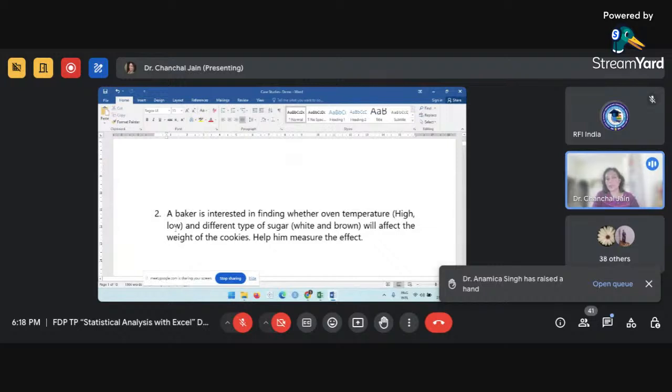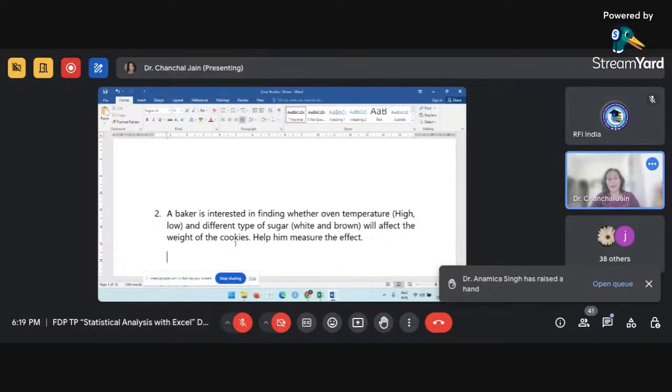The situation says a baker is interested in finding whether the oven temperature, which you are measuring in terms of high or low, and the different type of sugar, which can be the white sugar or the brown sugar, will affect the weight of cookies. So now, can anyone help me find out how many variables are available in this situation? Two independent and one dependent.